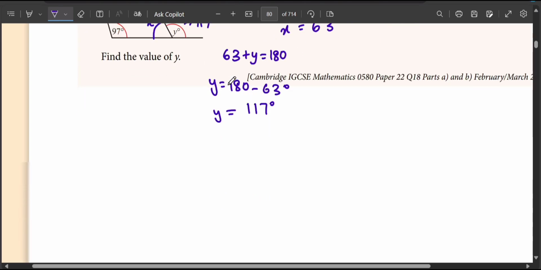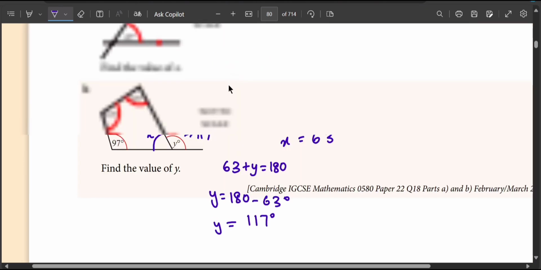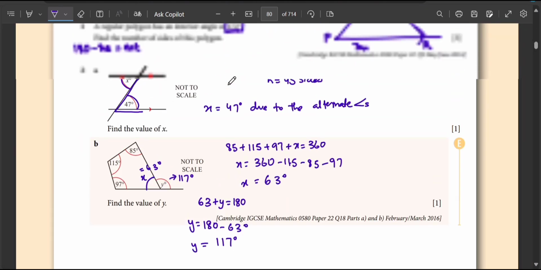I think that's it, and that's where our chapter ends. Next, we are going to start with chapter number 4.